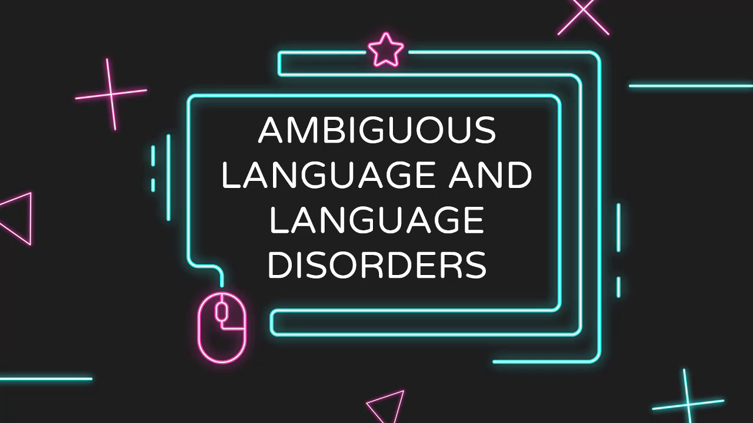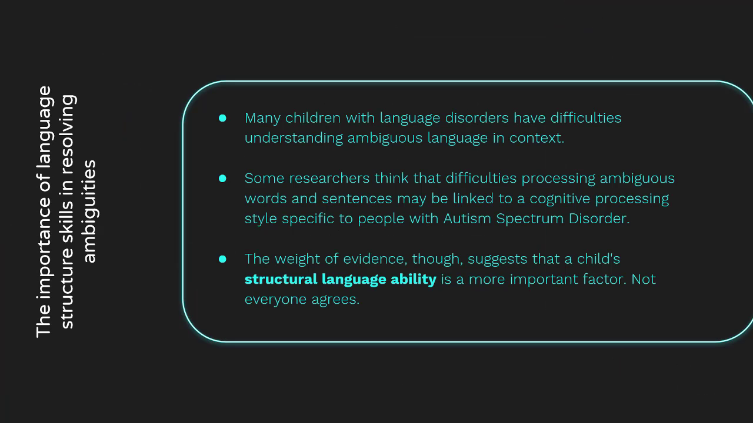So let's now talk about ambiguous language and language disorders. So, not surprisingly, many children with language disorders have difficulties understanding ambiguous language in context. Some researchers, particularly, I guess, in the early 2000s, put forward the idea that difficulties processing ambiguous words and sentences was in some way linked to ASD, that it had something to do with the cognitive processing style that we often see with people on the spectrum.